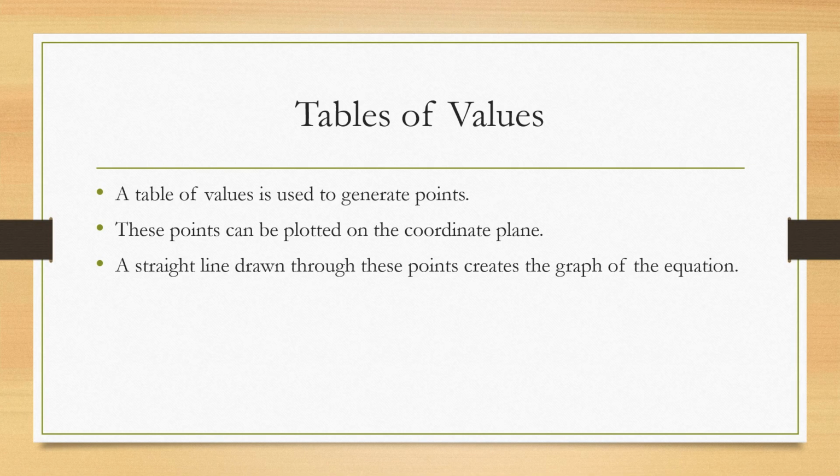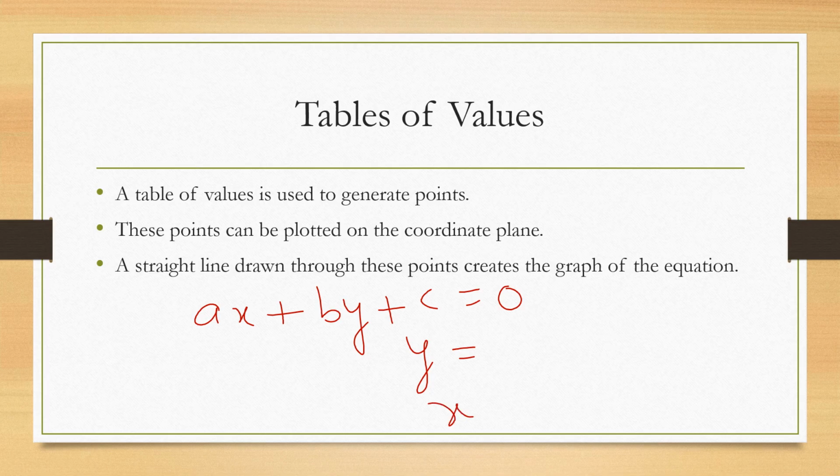The first most important thing, the standard form of the equation is ax plus by plus c equals 0, which we have already discussed in the previous video. Finding different solutions also we did. For drawing the graph, we convert the equation either in terms of x or in terms of y. We generate the points, and these points can be plotted on a coordinate plane. Thus, we obtain a straight line.